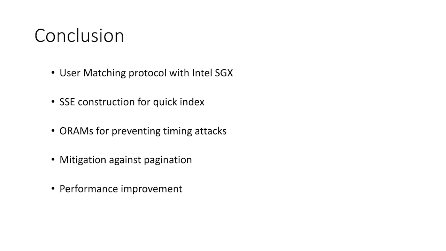So in conclusion, we propose a user matching protocol with Intel SGX, and we employ searchable encryption for quick indexing and ORAM for mitigating timing attacks against critical components such as index maps and key tables. We avoid the issue with paginations by introducing 2 variants to show the performance differences, and we compare our work with the most recent one, and our results show that it has gained performance improvements.